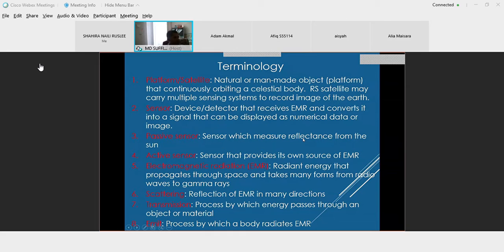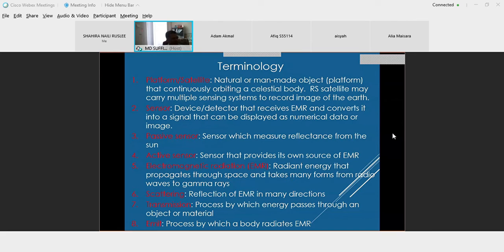So what is a platform, satellite, what is a sensor, penderia, passive, active, and then electromagnetic radiation. So yang radiation ni dia actually kita boleh pecahkan kepada beberapa komponen lagi. Sama ada dia upwelling radiation ataupun kita panggil sebagai radiant, ataupun downwelling radiation ataupun kita panggil sebagai irradiant. So dan juga the interaction of light with atmosphere, with particles.